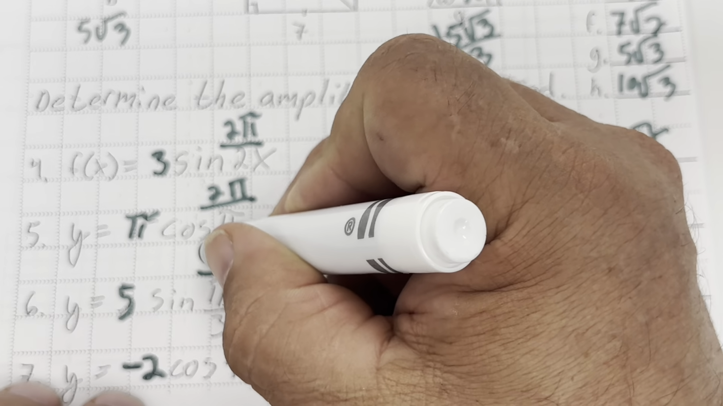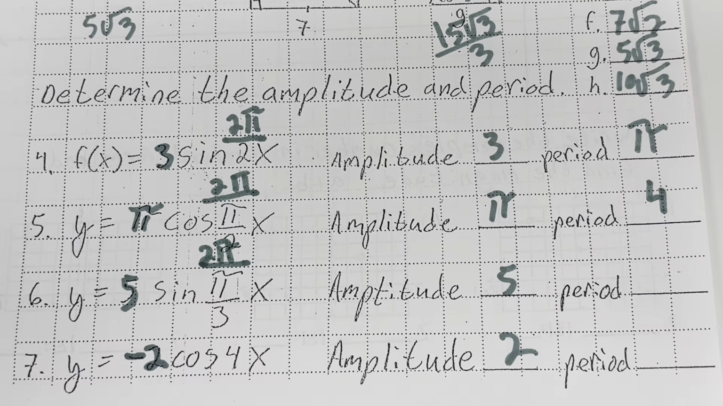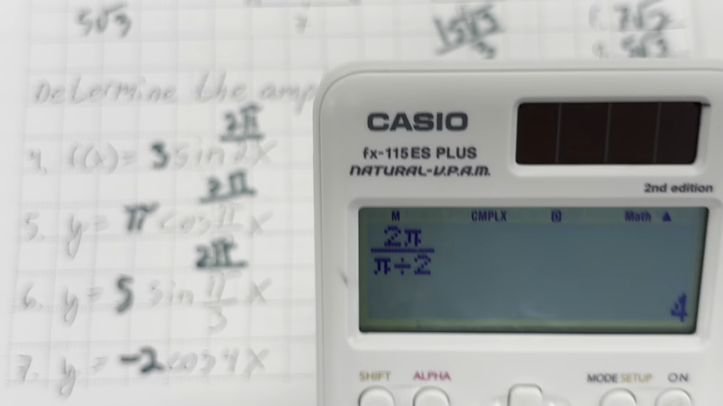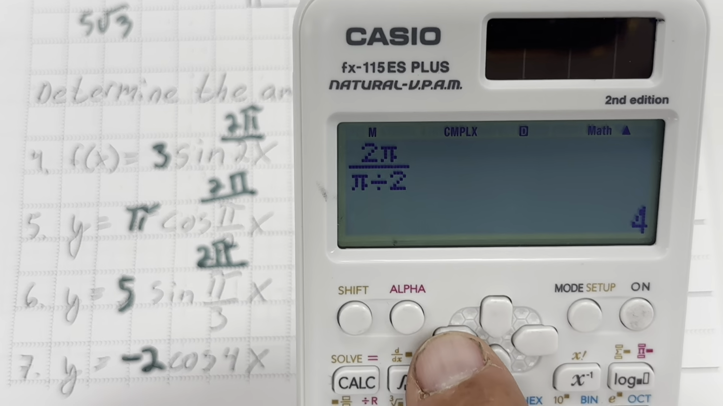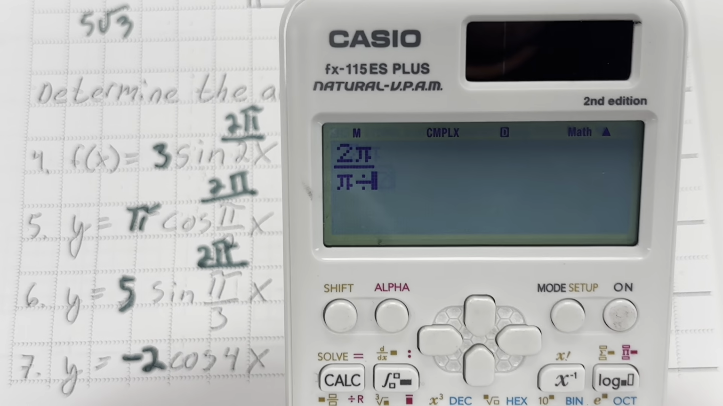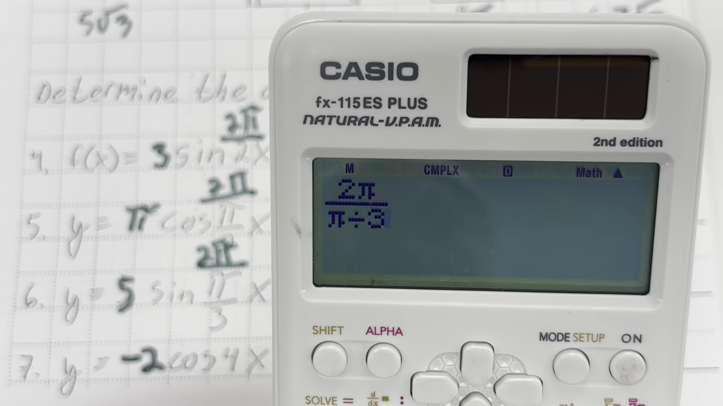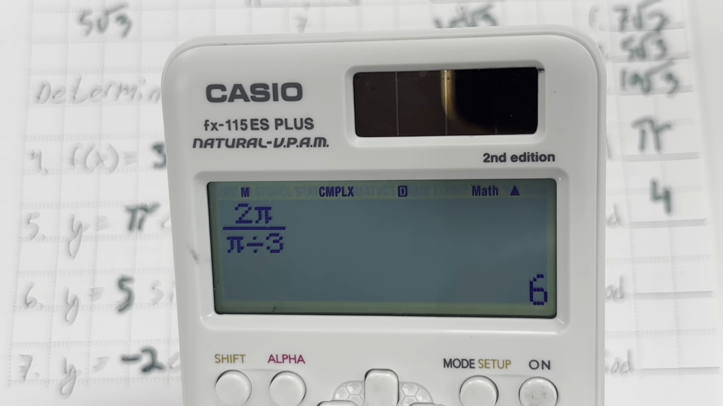2 pi divided by 3. When we type that one in, all I have to do really is back arrow and delete that and change that to a 3. So 2 pi divided by 3 will give us 6.